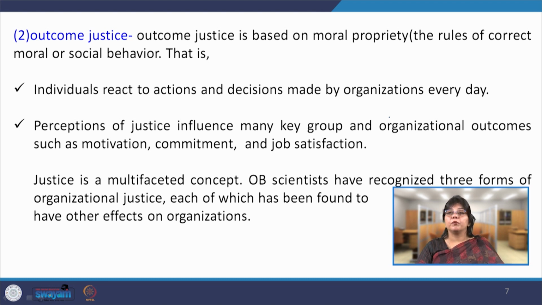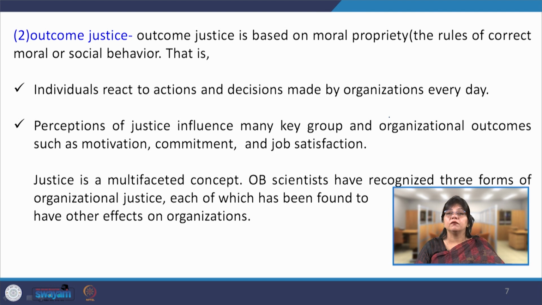It is based on moral propriety or the rules of correct moral or social behavior, that is, individuals react to actions and decisions made by organizations every day. For instance, as I mentioned, I will continue with the same example: maybe the person's conduct is not appropriate, but still he has been rewarded for his performance. This will definitely go against the perception of the other members of the group. There will be some reactions and there can be some sense of dissatisfaction or decreased commitment to the organization among the other employees. So, morally correct behavior in terms of action and decision refers to outcome justice, that is, whether the policy or the pattern of decision making is justified in relation to an individual's performance.